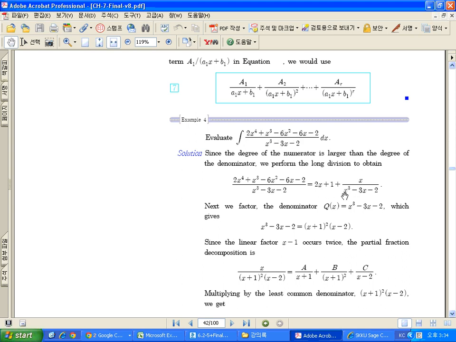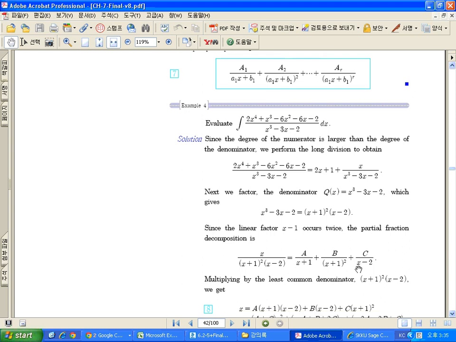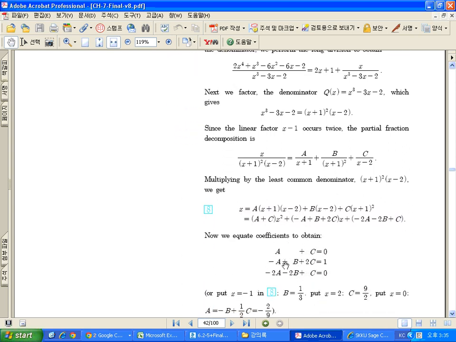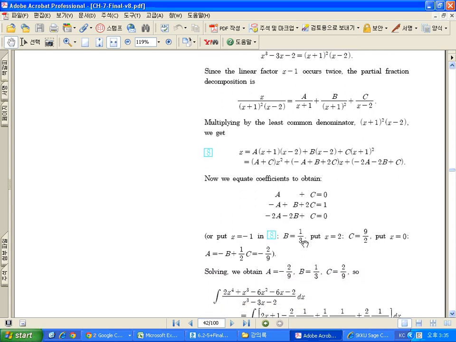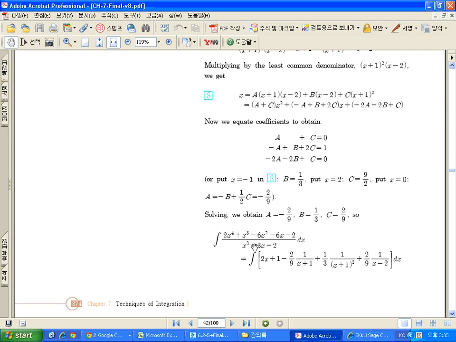Here we have the repeated factor like this. Then for this repeated factor, this can be written as A over x plus 1, plus B over (x plus 1) squared, plus C over x minus 2, which is a linear factor like this. If you solve it, you're going to have a linear system of equations like this. Then you can have A, B, C like this. Then the given rational function can be written in this way.